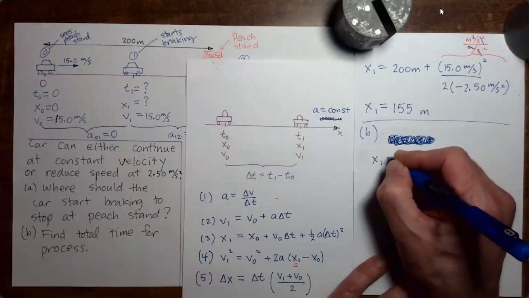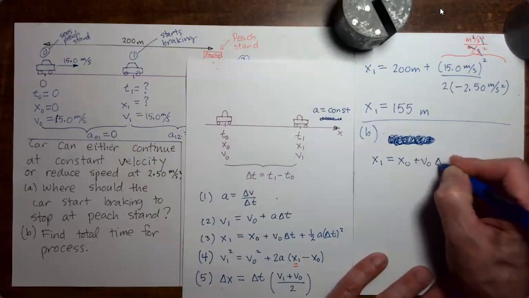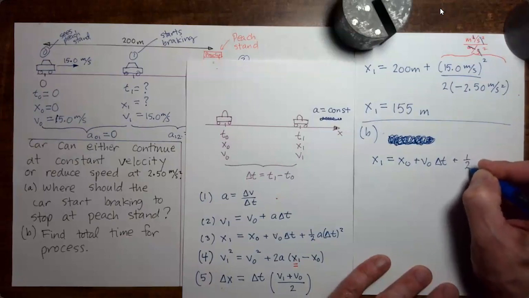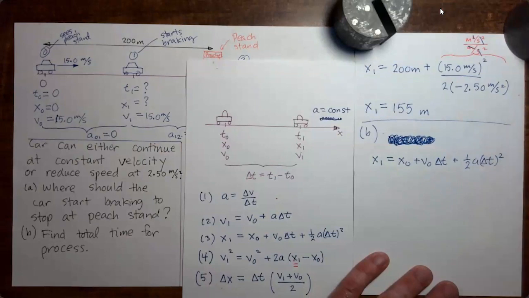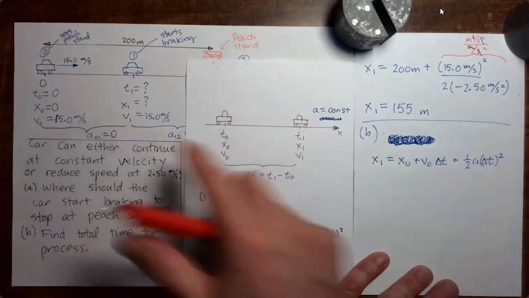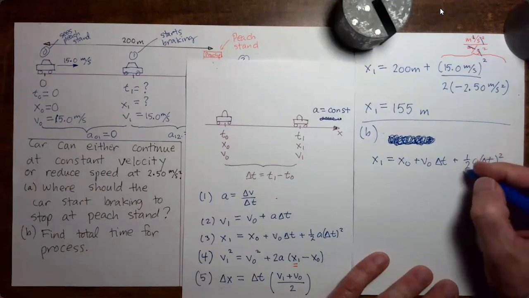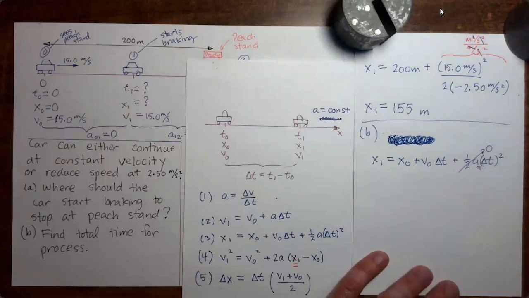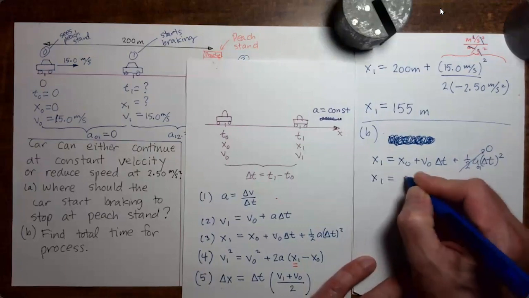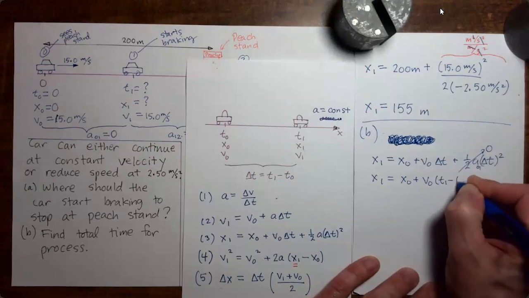So I then have x1 equals x0 plus v0 delta t plus 1/2 a delta t squared. Now, the acceleration as we go from moment 0 to moment 1 is 0. So this term goes away. And you may recognize here our kinematic equation for constant velocity motion. Anyways, let me change that delta t to t1 minus t0.